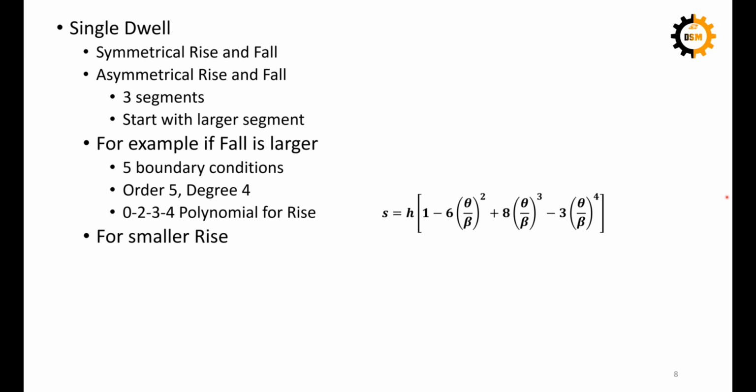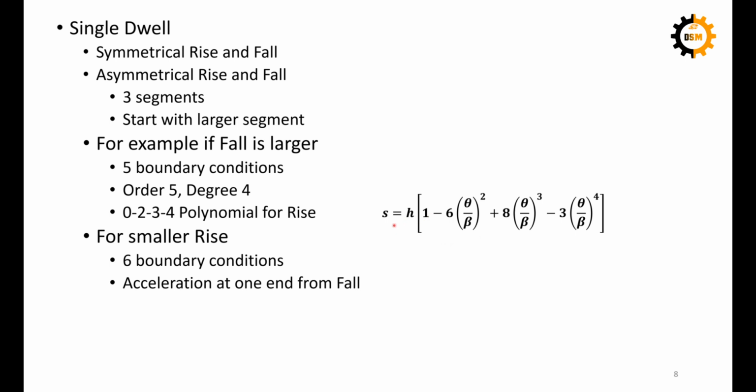So when you have defined the larger fall, the rise will be connected to it. So for the smaller rise portion, you will define its own boundary conditions, and these 6 boundary conditions will have the 5 normal boundary conditions and one additional boundary condition which will be coming from the acceleration taken from the larger fall. So that was the reason we chose that as the starting segment.